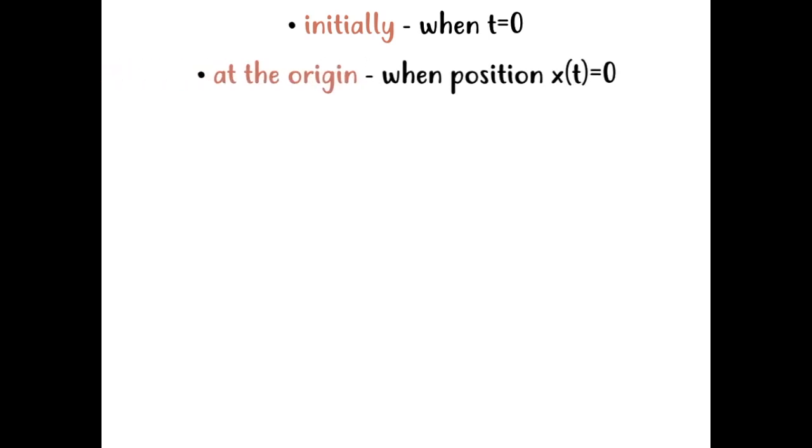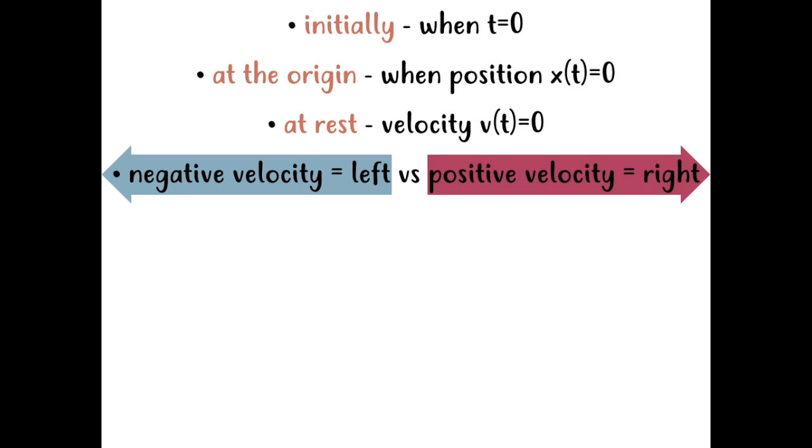There are also several terms we need to keep straight. Initially means when t is equal to 0. At the origin means when position is equal to 0. At rest is when velocity is equal to 0. When velocity is negative, the particle is moving left or down, or if it's positive, it's moving right or up.